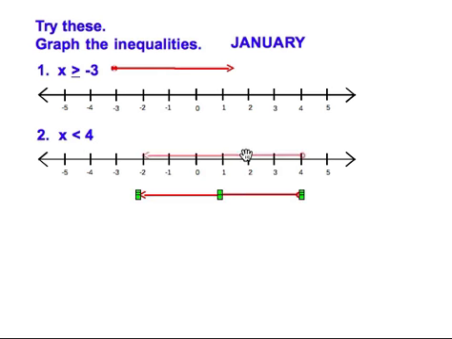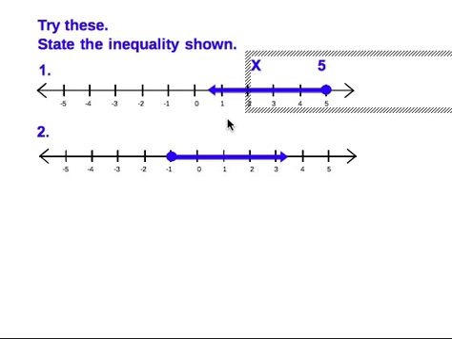The last step is to figure out the way that the arrow is pointing. It is to the left, so I need to have a symbol that's pointing to the left, that's the less than sign, and my circle is closed, which means I have to have an equal sign. So x is less than or equal to 5.